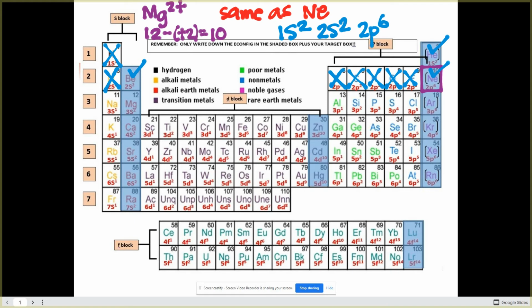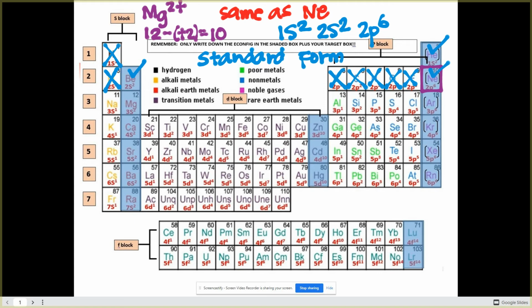All right, guys. What we've been doing, guys, is the electron configuration in the standard form. Okay. So again, this is called the standard form. Okay. So what if we wanted to write this down in the abbreviated form?